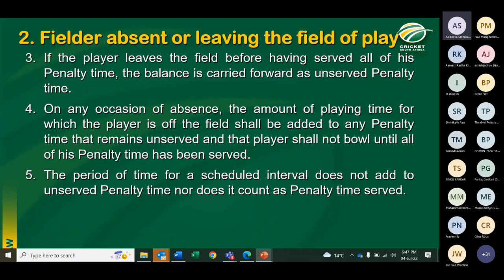You don't take the 20 minutes that Johnny owed us from 11:40 till 12 o'clock, and now there was a 40-minute lunch break, and add the 40 minutes to the 20 minutes that he owes us. And now you say altogether, Johnny owes us 60 minutes. No, only the playing time that Johnny was not on the field of play gets counted as penalty time. So Johnny can bowl again at 1 o'clock. Only needs to serve 20 minutes. So all scheduled intervals do not get added to penalty time that the fielder owes us.